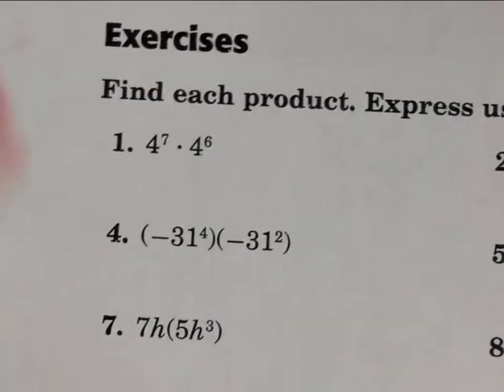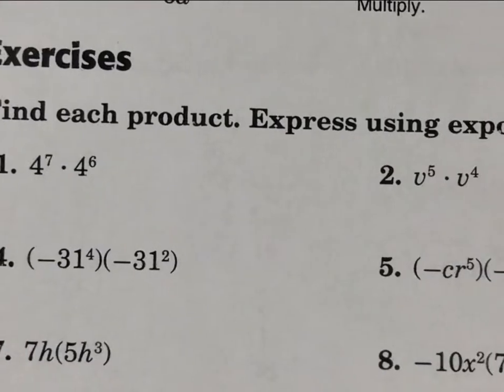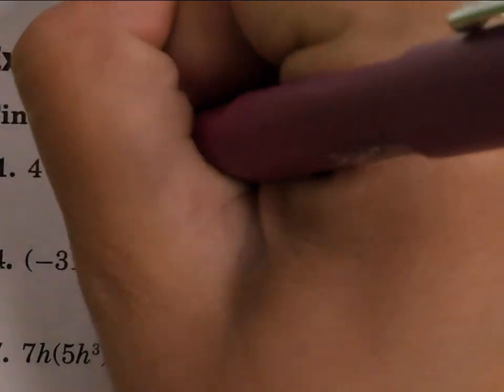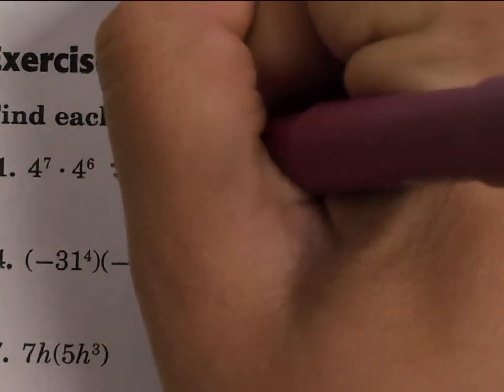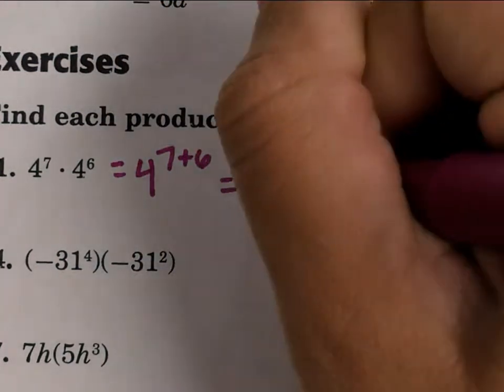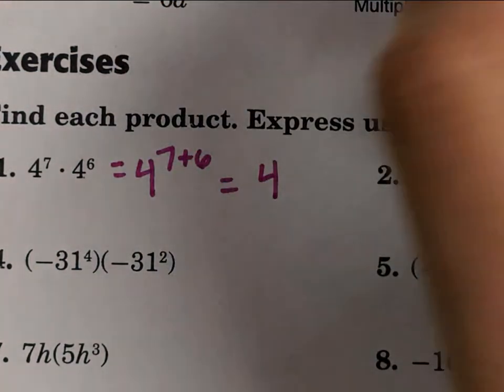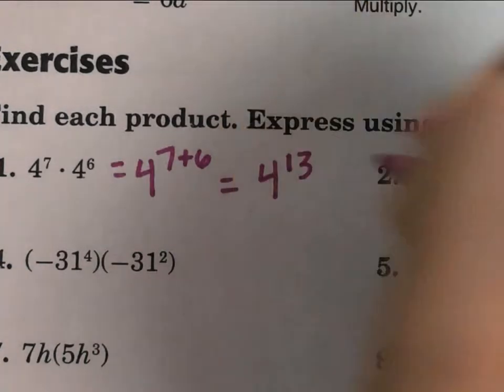All right, example 1. 4 to the 7 times 4 to the 6. Do I have the same base? Yes, so that means I can say 4 to the 7 plus 6, which is what? 4 to the 13th power.